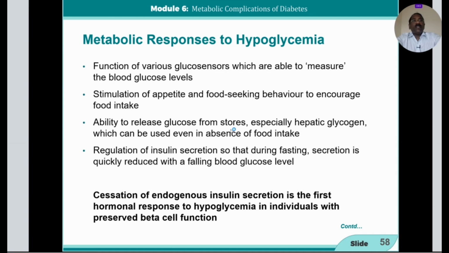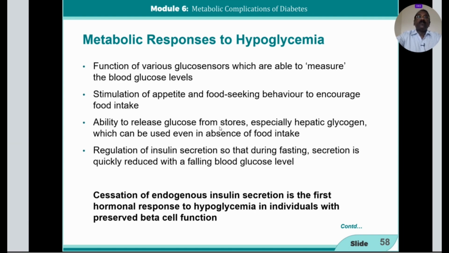Metabolic responses to hypoglycemia. The function of the various glucose sensors which are able to measure the blood glucose levels. Stimulation of appetite and food-seeking behavior to encourage food intake. Ability to release glucose from stores, especially hepatic glycogen, which can be used even in the absence of food intake. Regulation of insulin secretion so that during fasting, secretion is quickly reduced with the falling blood glucose levels. So cessation of endogenous insulin secretion is the first hormonal response to hypoglycemia in individuals with a preserved beta cell function.